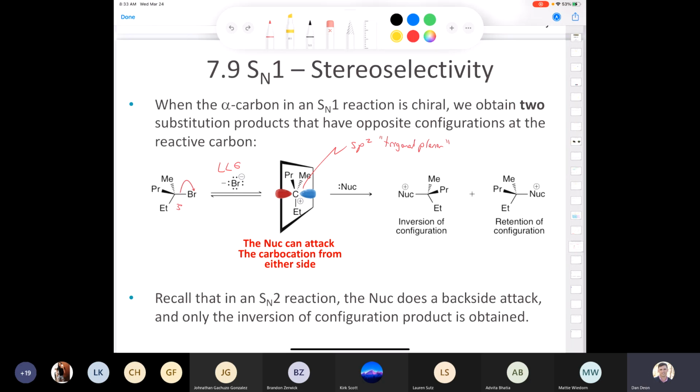And my students love to know when there's something I'm not going to ask them about, and rightfully so, because there's so much material in organic chemistry. So you can just assume that you're basically going to end up with a 50-50 mixture, or a racemic mixture. But if you read what it says in the book, you get a little bit more of the inverted product. But again, I'm not going to quiz you on that, really.